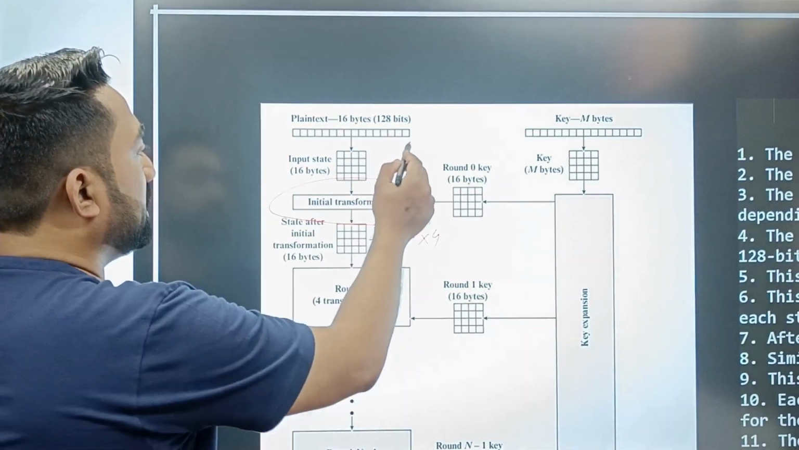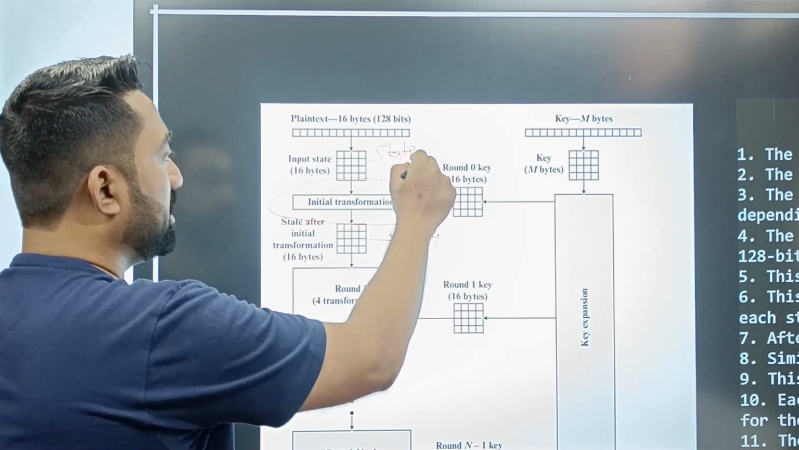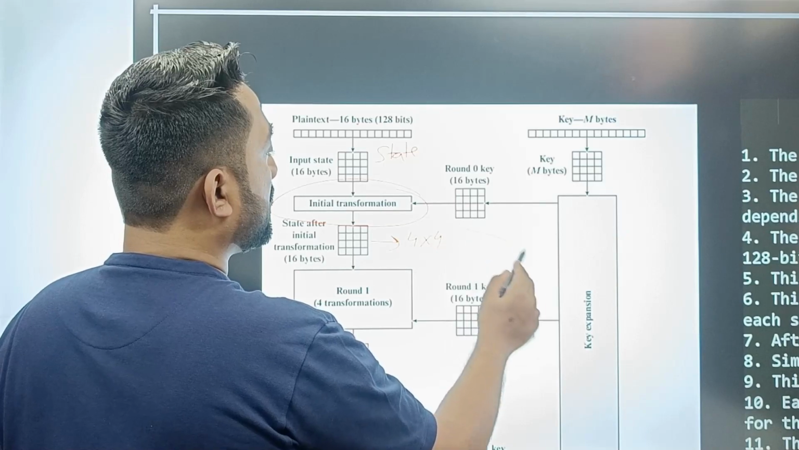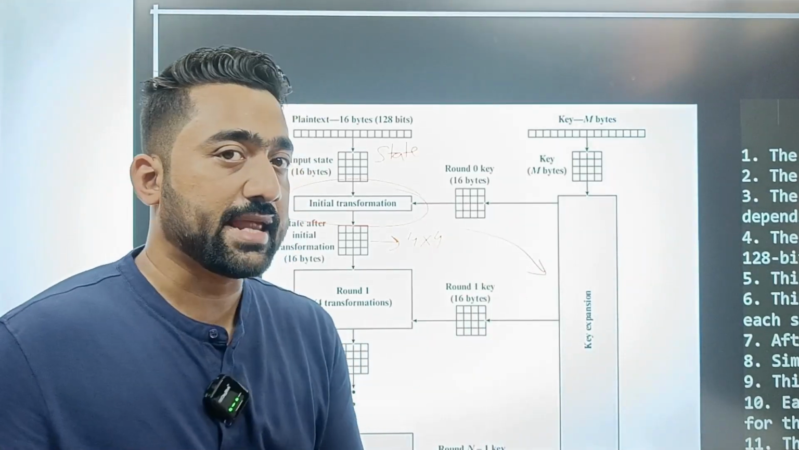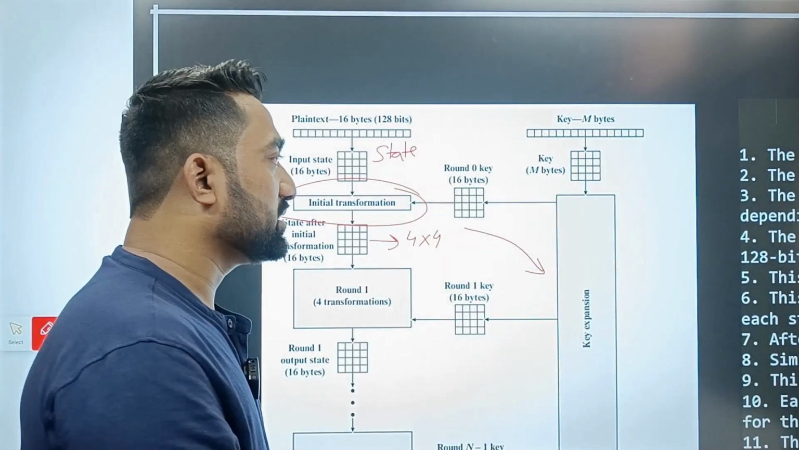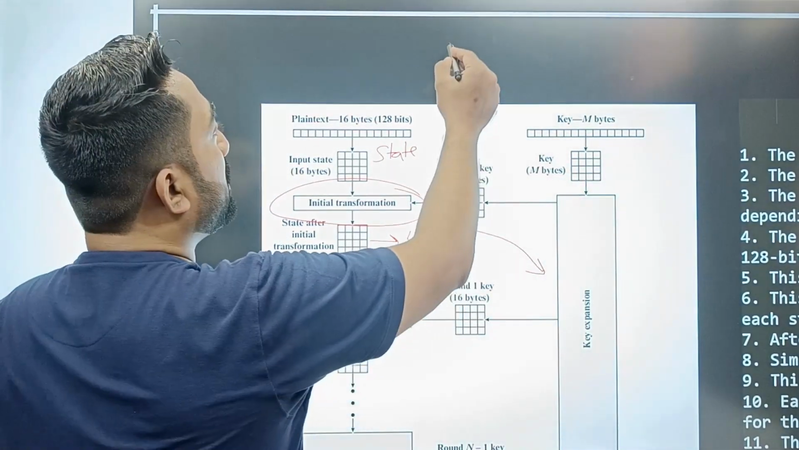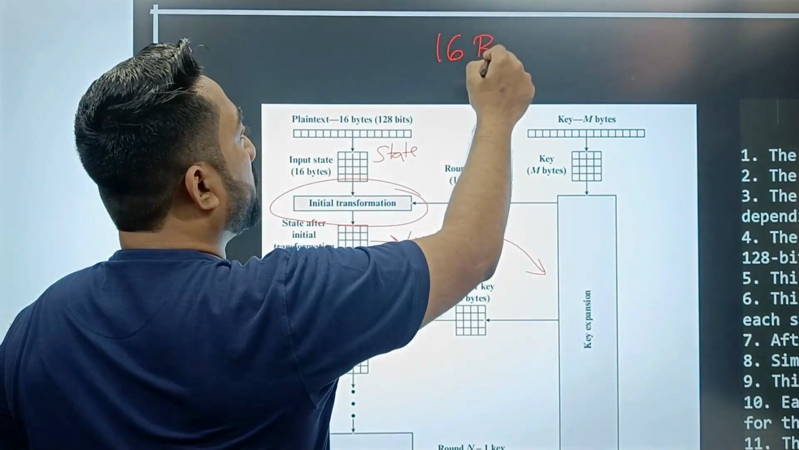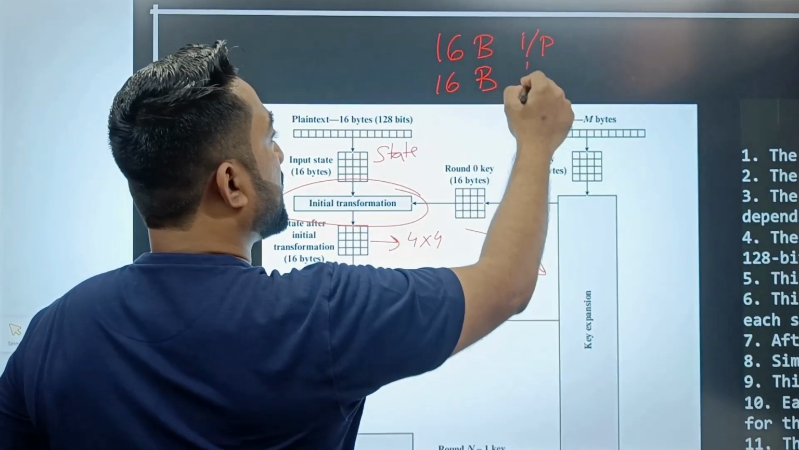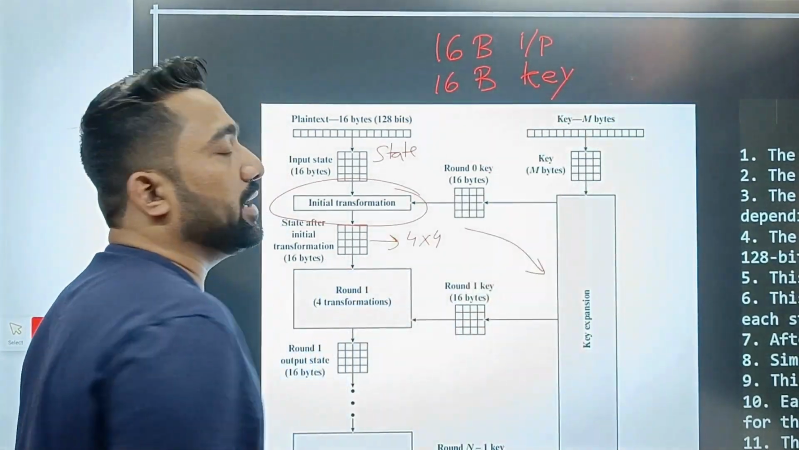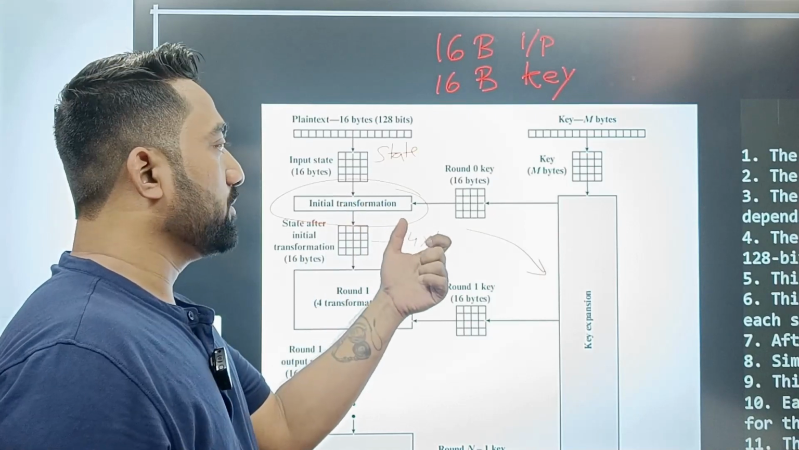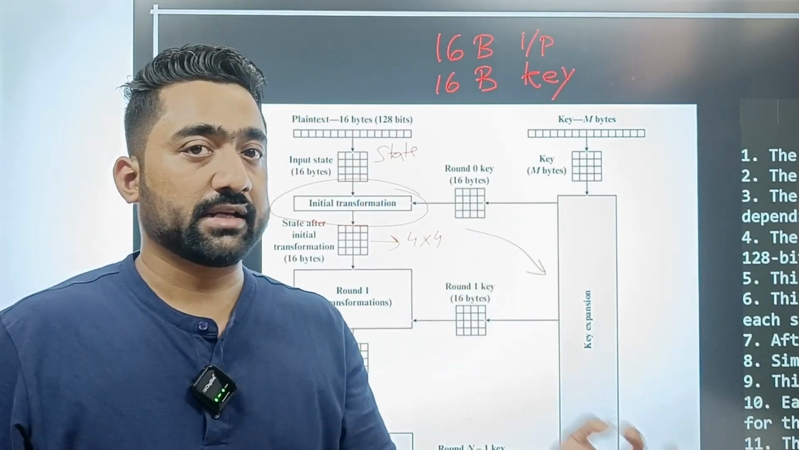The first input is nothing but the state matrix or the state array, and the second input has to be a key. The key is generated from this function called key expansion, which we will learn in detail in the next videos. But for the time being, just understand this. If we have a 16 byte input, then we should expect again a 16 byte key. Clear? So with this, we can conclude that for this initial transformation, we will require a 16 byte key.